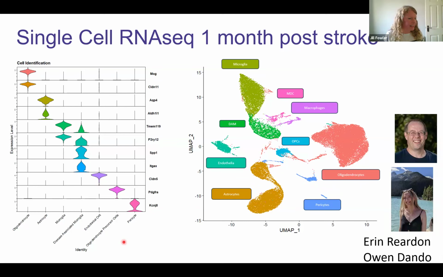So here we can see the first level cluster analysis that we undertook. We had 17 clusters, and we can see all the glial cell populations that we expect to see based on our FACS sorting strategy. So we have microglia, astrocytes, and oligodendrocytes.